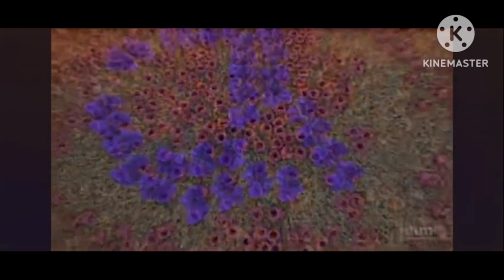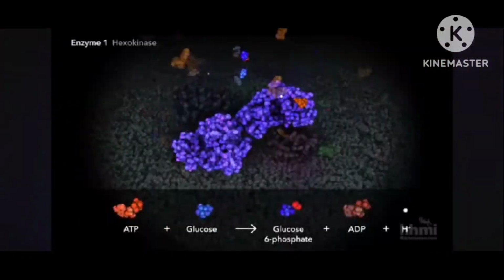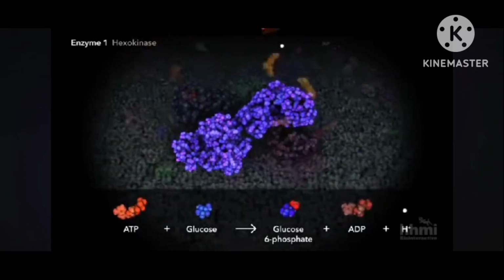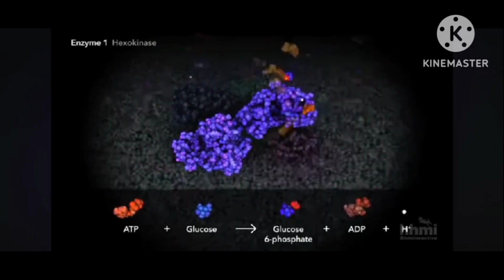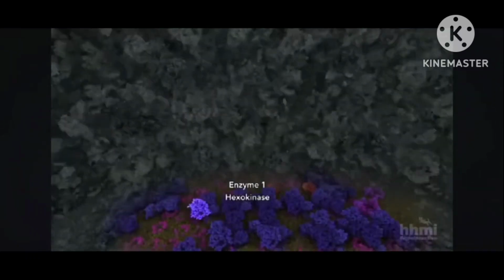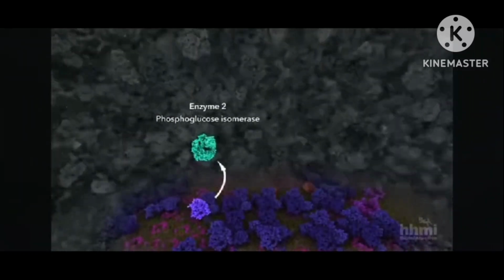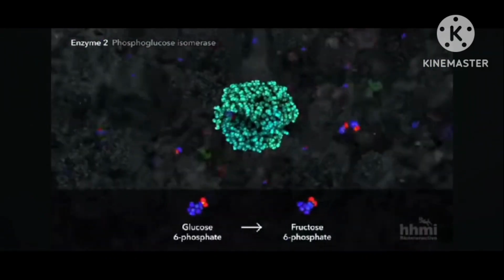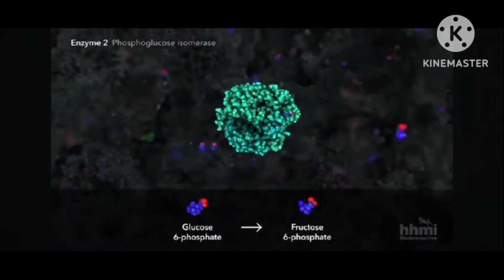Sitting on this abundant supply of ATP is the first enzyme of the glycolysis pathway. The reaction of the first enzyme transfers a phosphate group from ATP to glucose, creating glucose 6-phosphate. The second enzyme rearranges glucose 6-phosphate into its isomer, fructose 6-phosphate.